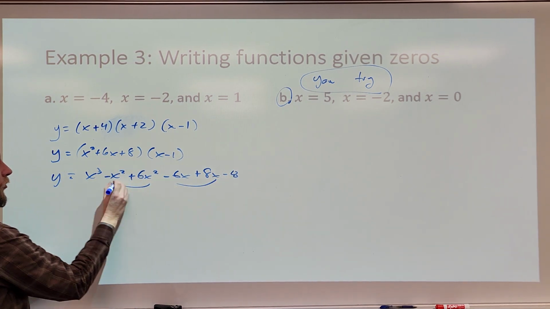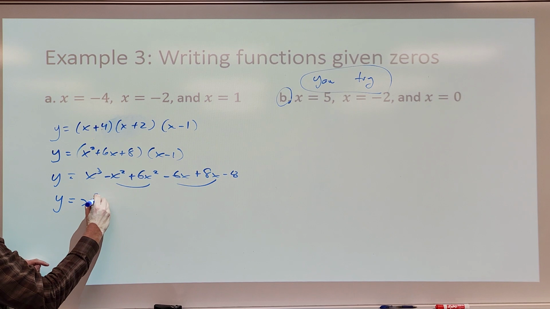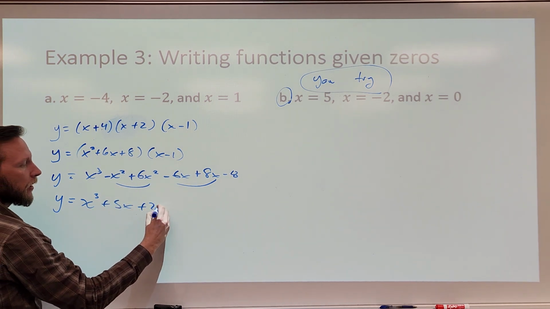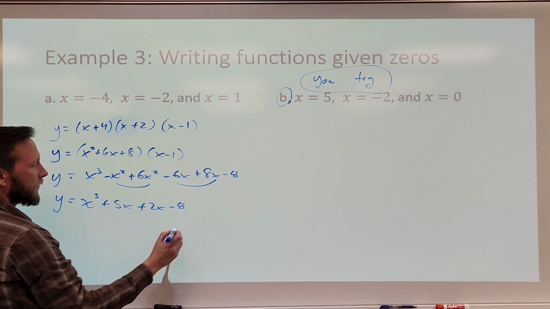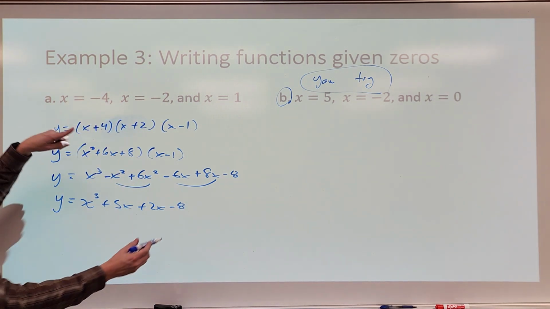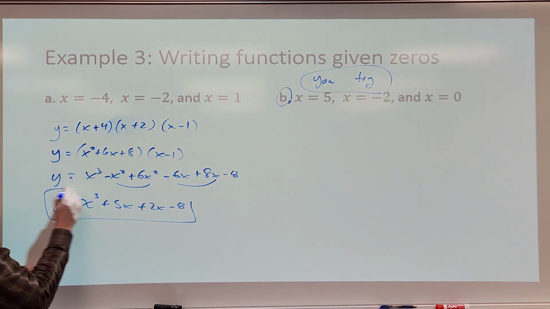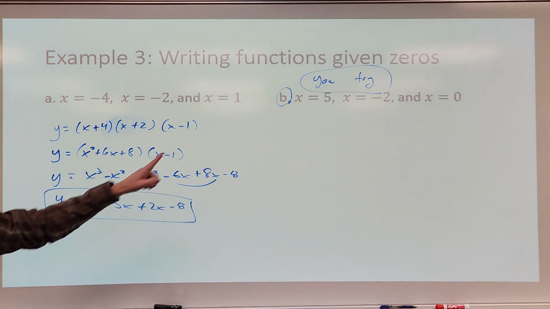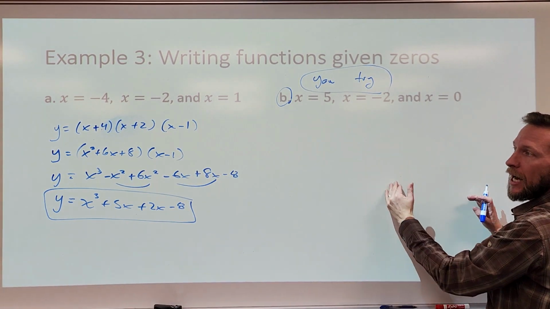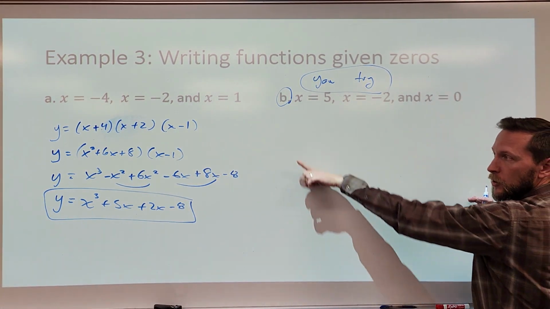We've got like terms to combine. So this is the standard form of the polynomial function that has zeros at these locations, all right, without any multiplicity. What I want for you to do is write in the factored form, and then I want you to try to multiply it out like we did last unit.